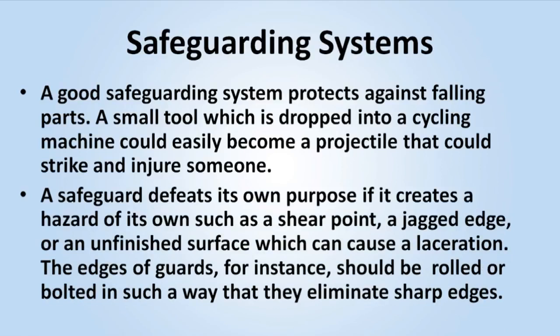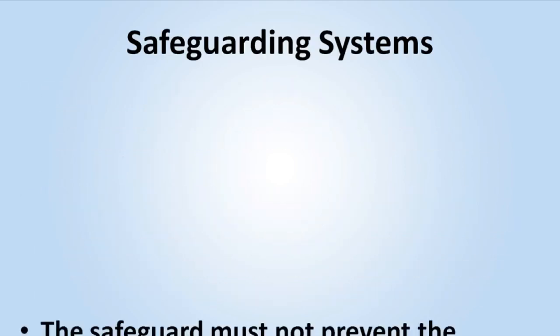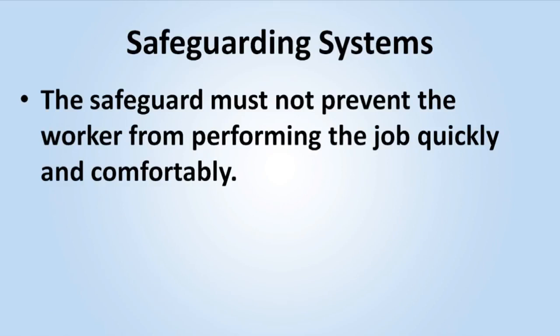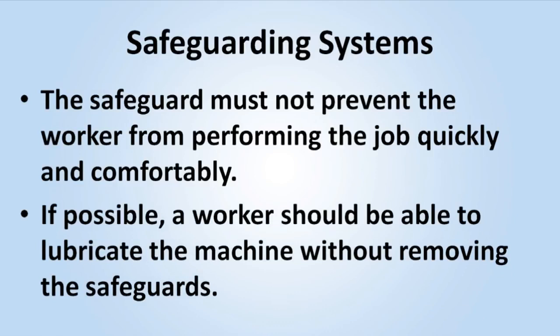A safeguard defeats its own purpose if it creates a hazard of its own, such as a shear point, a jagged edge, or an unfinished surface which can cause a laceration. The edges of guards, for instance, should be rolled or bolted in such a way that they eliminate sharp edges. The safeguard must not prevent the worker from performing the job quickly and comfortably. If possible, a worker should be able to lubricate the machine without removing the safeguards.